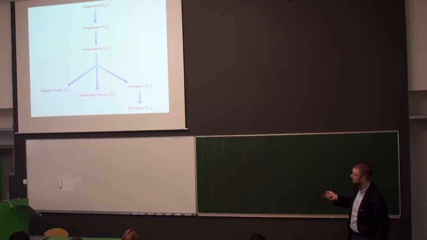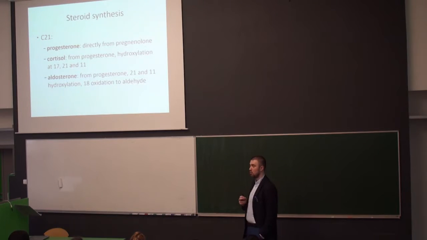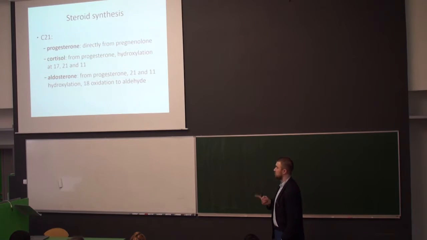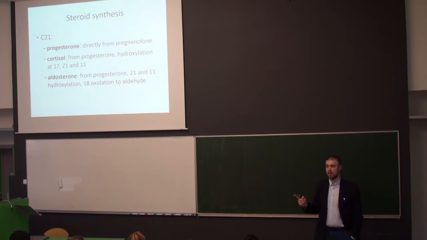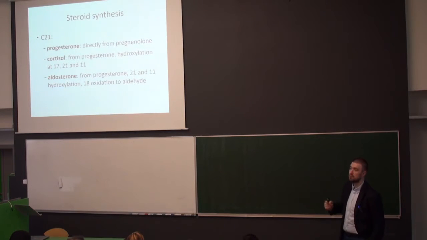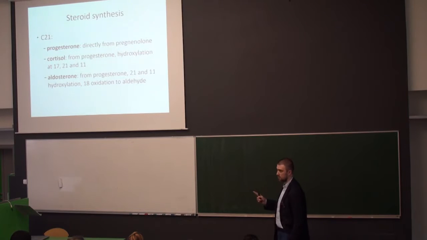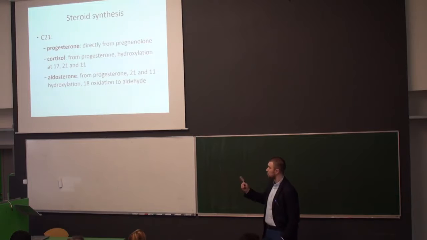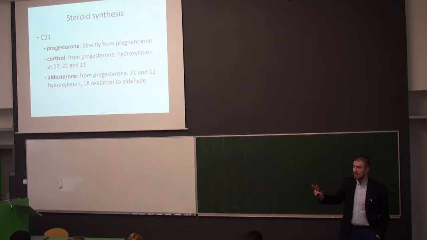And also here we have the number of carbon atoms that are inside the molecule. So if we start with the C21 group, first progesterone. Progesterone is produced directly from pregnenolone. Yes, the reaction I will show you in a few minutes. So that's the first direct single-step conversion. And then for cortisol and aldosterone, you have, we can say, 3 steps. And some steps are the same and some are unique.